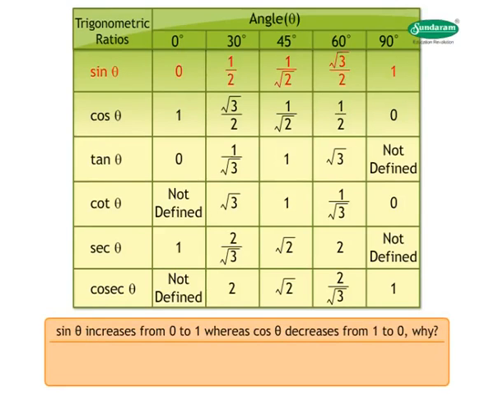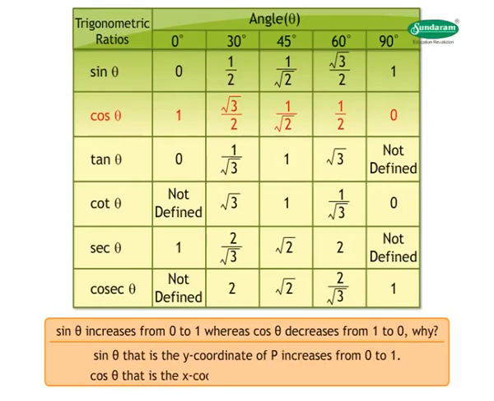Why? Sin theta, that is the y-coordinate of P, increases from 0 to 1. Cos theta, that is the x-coordinate of P, decreases from 1 to 0.